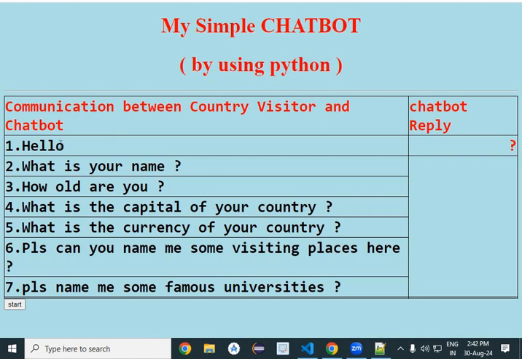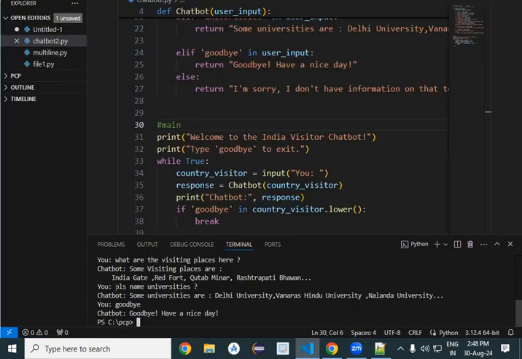First it says hello, so the chatbot will answer it. What is your name? This is another question being raised, so it will be answered. How old are you? What is the capital of your country? What is the currency of your country? And then it is also asking so that your data could be replaced. So like this was a simple example.